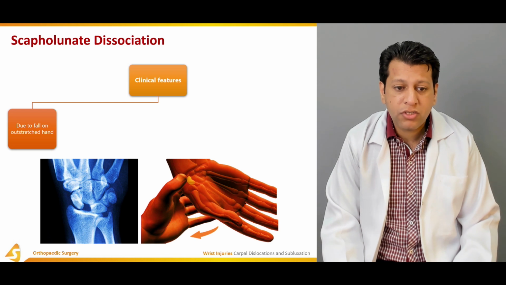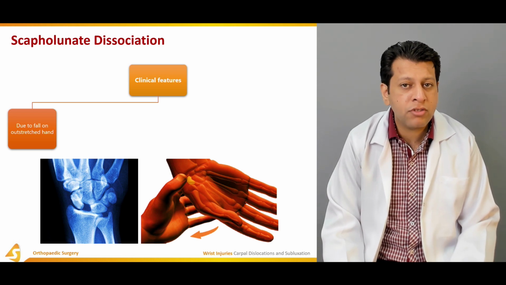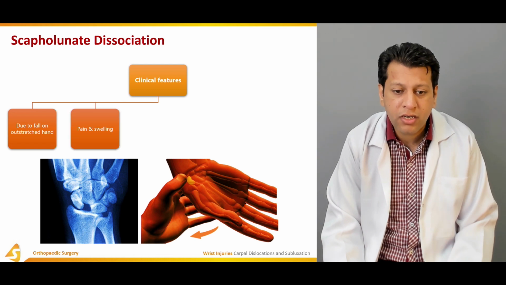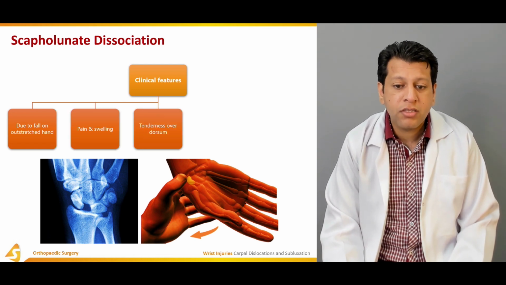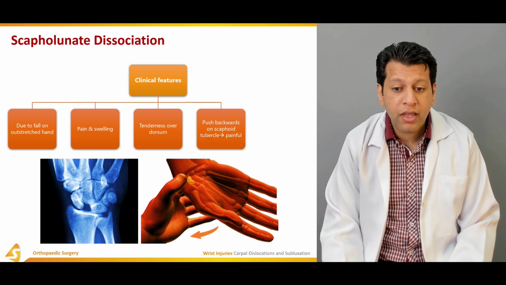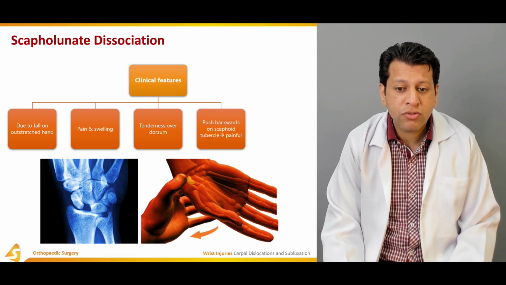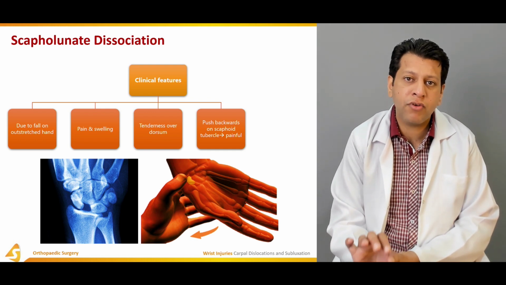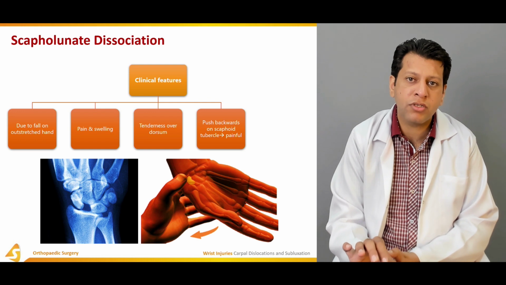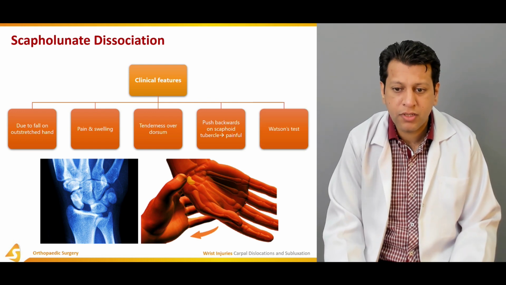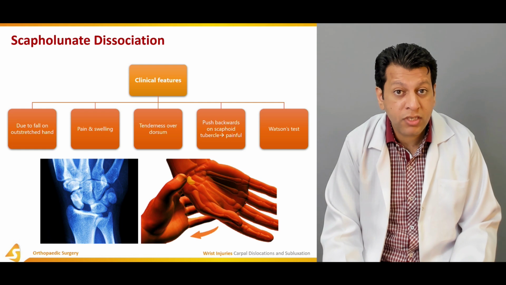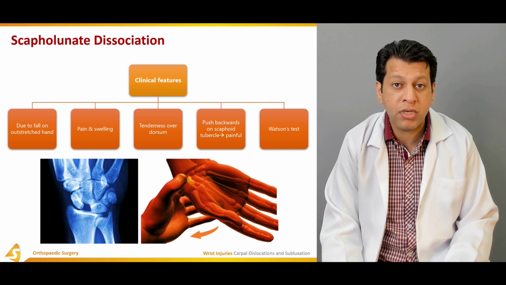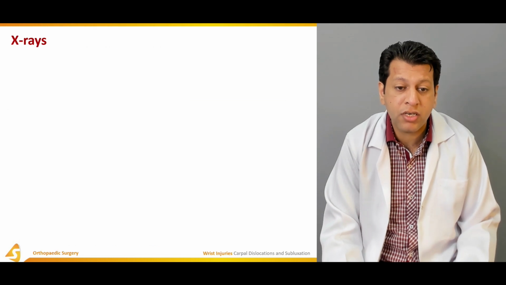Usually the clinical features, most commonly due to a fall on the outstretched hand, are that the wrist is either ulnarly or radially deviated, there's pain and swelling, there's tenderness over the dorsum, and pushing backwards on the scaphoid tubercle is painful. If you examine the scaphoid tubercle and push it volarly towards the dorsal side, it's highly painful. Watson test is positive. This means there is scapholunate ligamentous injury, especially scapholunate instability.